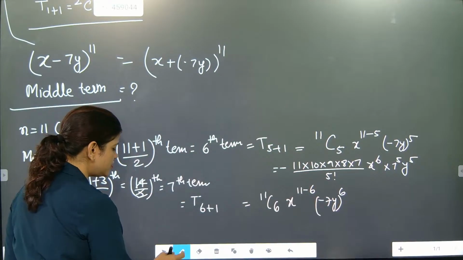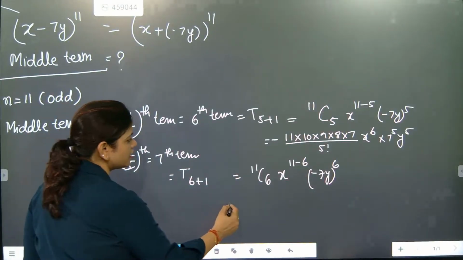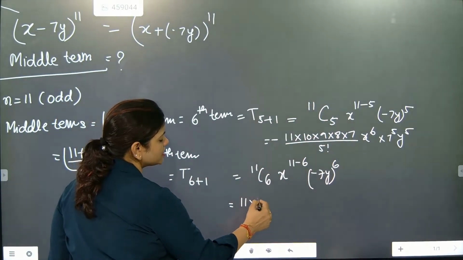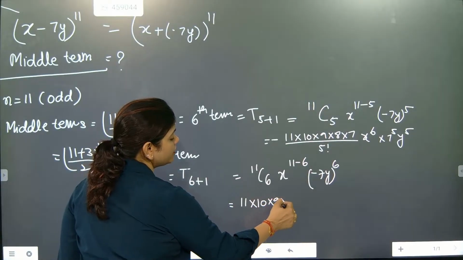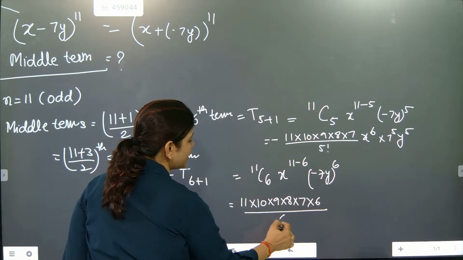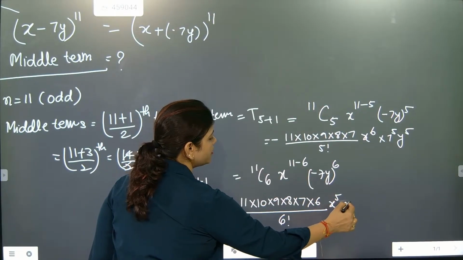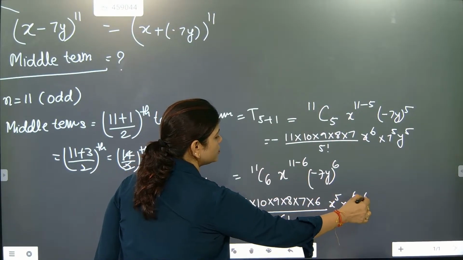This is one expansion we can do. The second part will become positive because even is there. So 11 will open up to 10, 6 times. 11 into 10 into 9 into 8 into 7 into 6 by 6 factorial, x to the power 5, 7 to the power 6, y to the power 6. This is the way of the procedure.